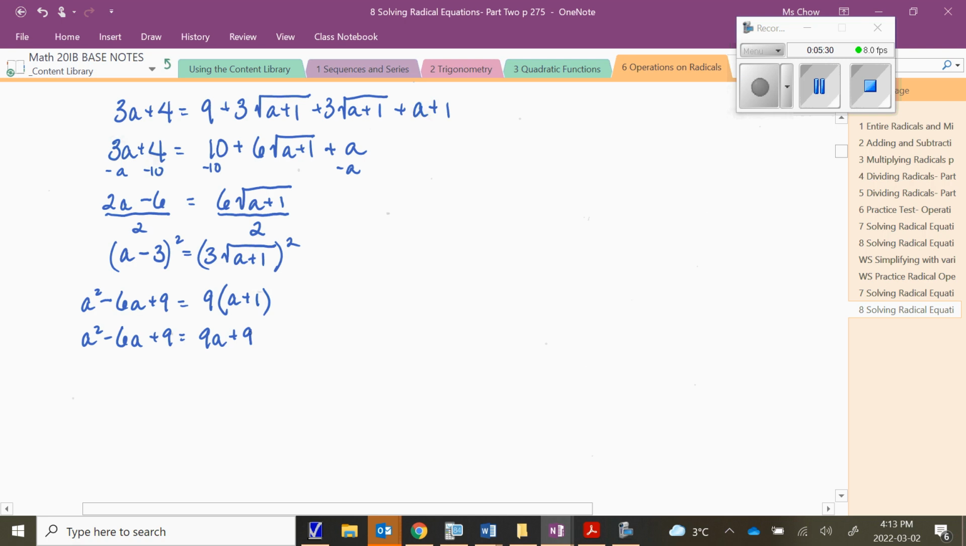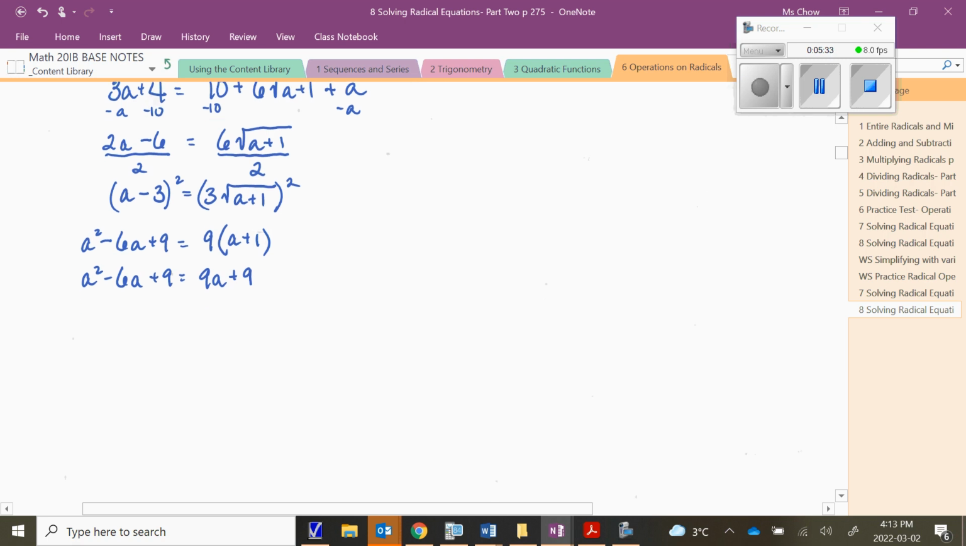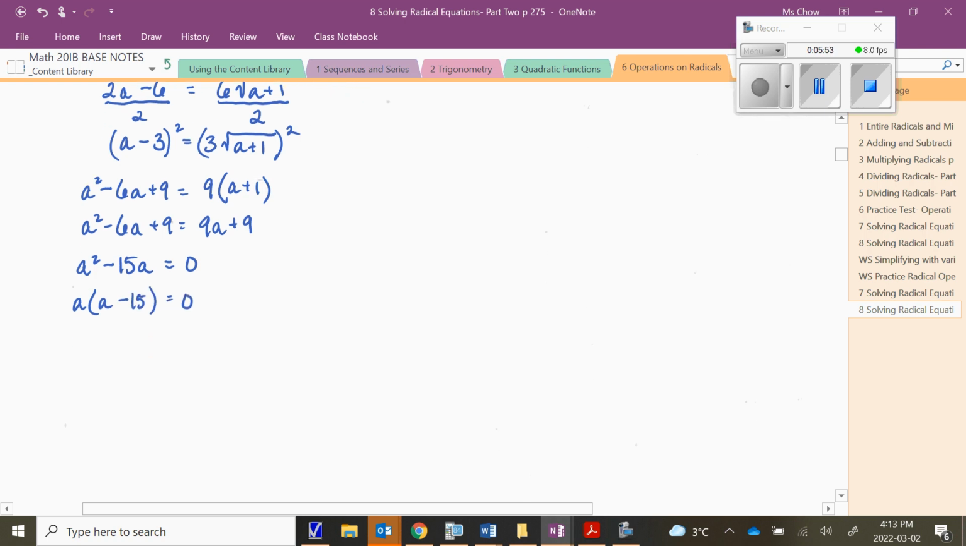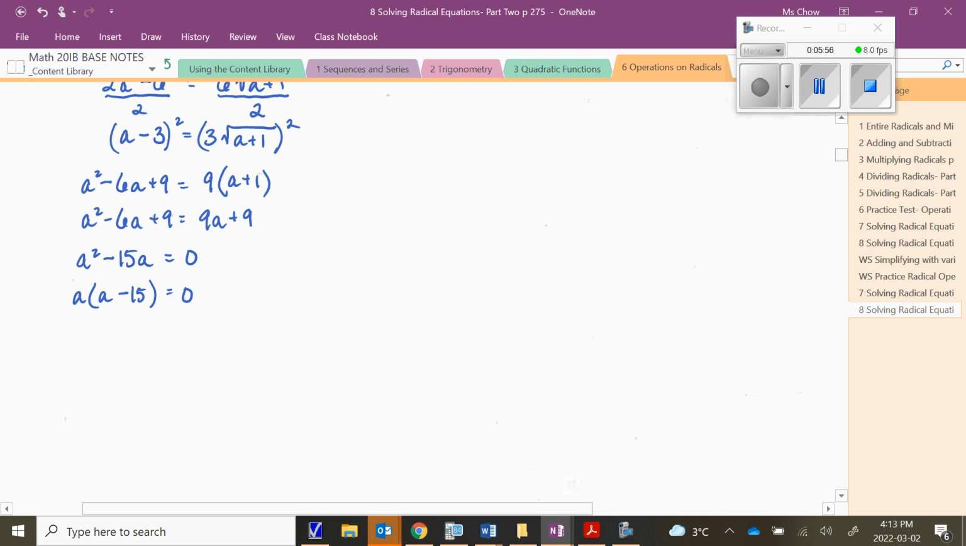And again, we have a quadratic, so we'll set it to 0. So we'll subtract 9a and subtract 9. So then a squared minus 15a is equal to 0. And we can then factor. Got a common factor of a, so it's a times a minus 15 equals 0. So our zero product law means that either a equals 0 or a minus 15 equals 0. So a is equal to 15.